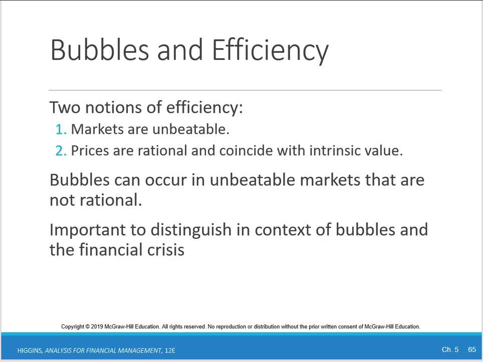So now, bubbles can occur in unbeatable markets that are not rational, right? So if something is going on that is just irrational, that's the only way bubbles can exist. So it's important to distinguish in context of bubbles and financial crisis, because financial crises are events that are rational.